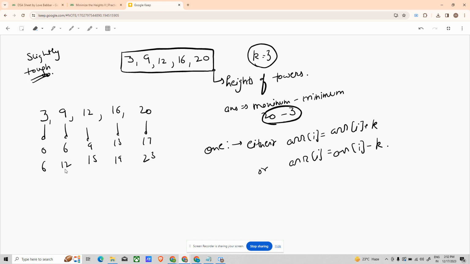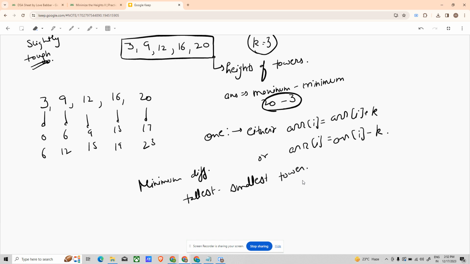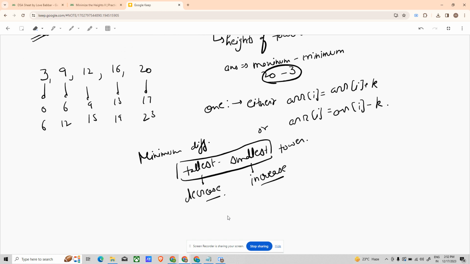So what is the minimum difference? To find the minimum difference, it is tallest minus smallest tower, right? That is our answer. So to minimize this expression, I have to decrease the tallest as far as I can, and I have to increase the smallest as far as I can.